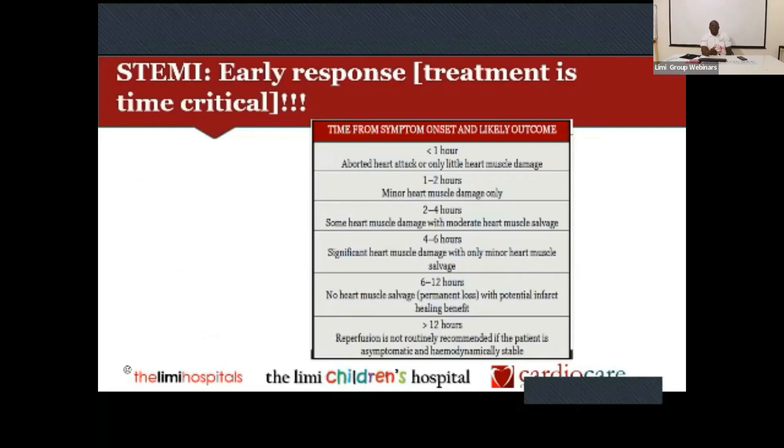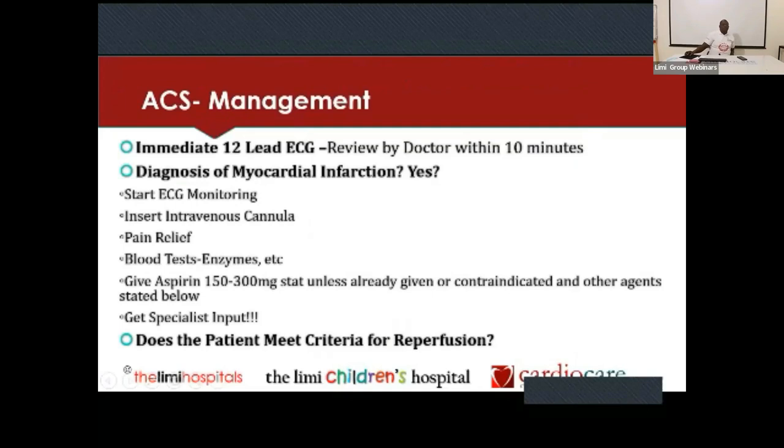By the time you get to 12 hours or more, the damage is already done, and salvaging the heart muscle might be very, very difficult. So time is critical, and in myocardial infarction, time is muscle, the same way time is neuron in stroke. So how do we achieve all these principles that I've talked about?